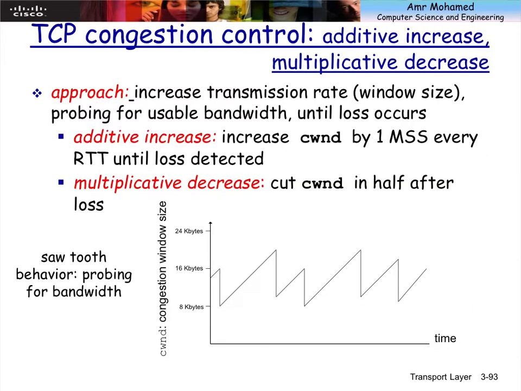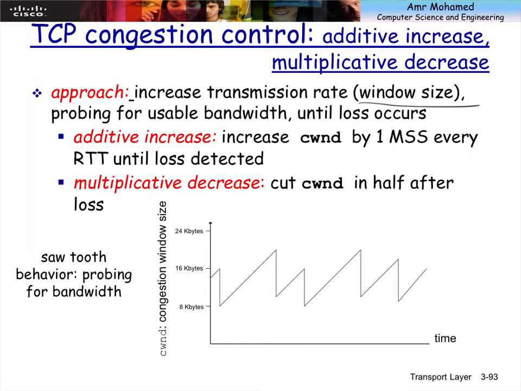So now we'll talk about TCP congestion. We talked about the principles of congestion control. Now we need to use these principles to analyze how TCP performs that congestion control. So the approach that TCP uses is to increase the transmission rate. As we talked about pipelined protocols, we said that by increasing the window, we technically increase the rate of transmission. So that's the way that TCP uses to start increasing the transmission rate gradually, by increasing the window size.